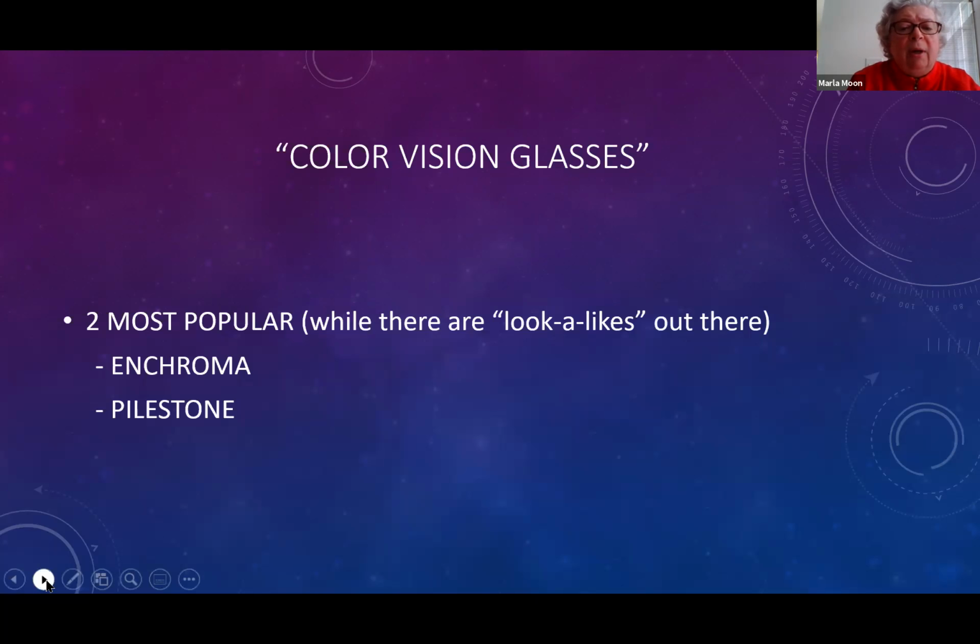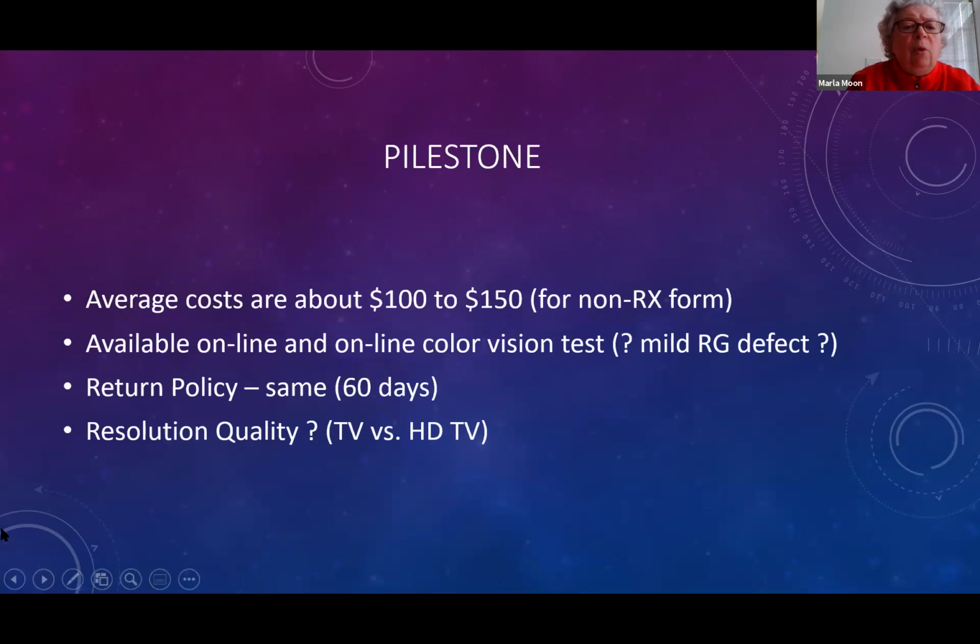I'm going to break down each one of these. So the Pilestone is the lesser expensive. It runs about $100 to $150 for a non-prescription form. They can do some prescriptions. They are available online. There's an online color vision test. A couple nights ago, I took it and I came up with a mild red-green defect, and I've never had issues with colors before. And we'll see the comparison when I do the Enchroma.